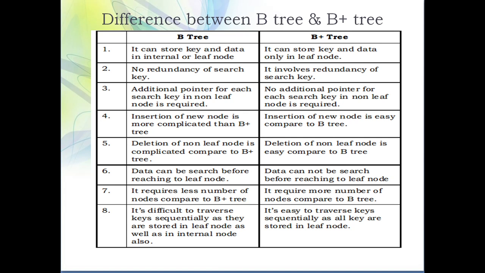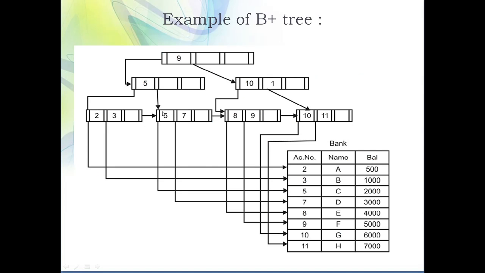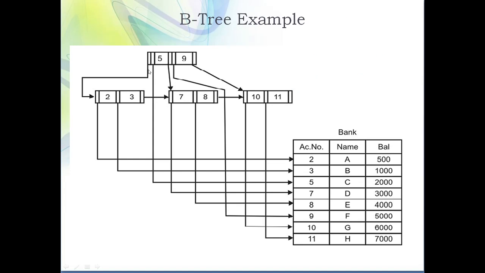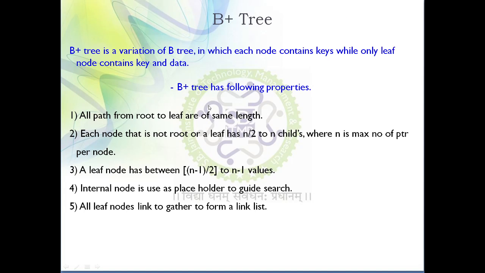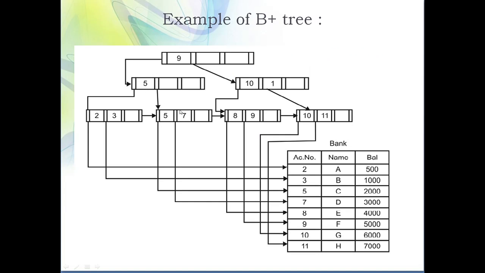Next, at the last, we try to understand the major differences that we observe between B-tree and B+tree. Very first difference: in case of B-tree, it can store key and data in an internal node or leaf node, but in case of B+tree, it can store key and data only in the leaf node. This is a major difference that you need to understand. Then, no redundancy of search key in B-tree, but in case of B+tree, there is redundancy of search key. So here you can see 5 is repeated, but in case of B-tree, there is no repetition of key. Intentionally, in case of B+tree, we are repeating in order to guide the search.